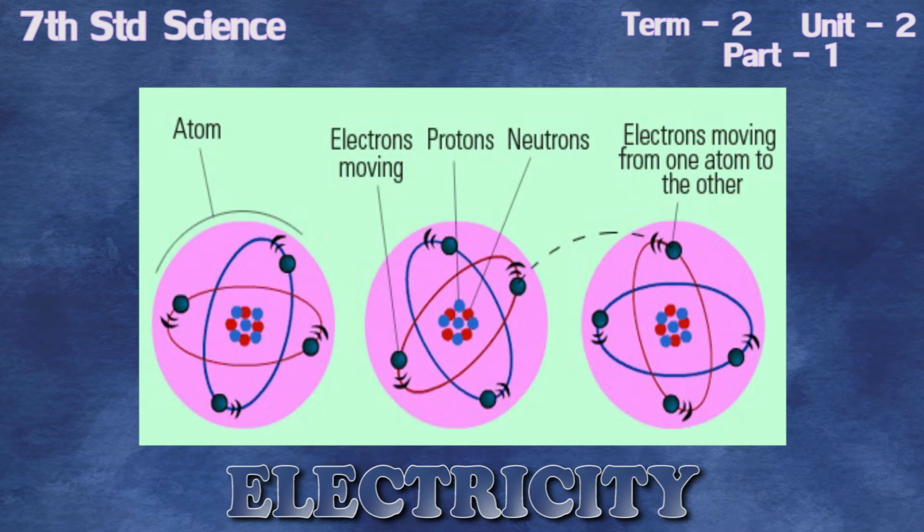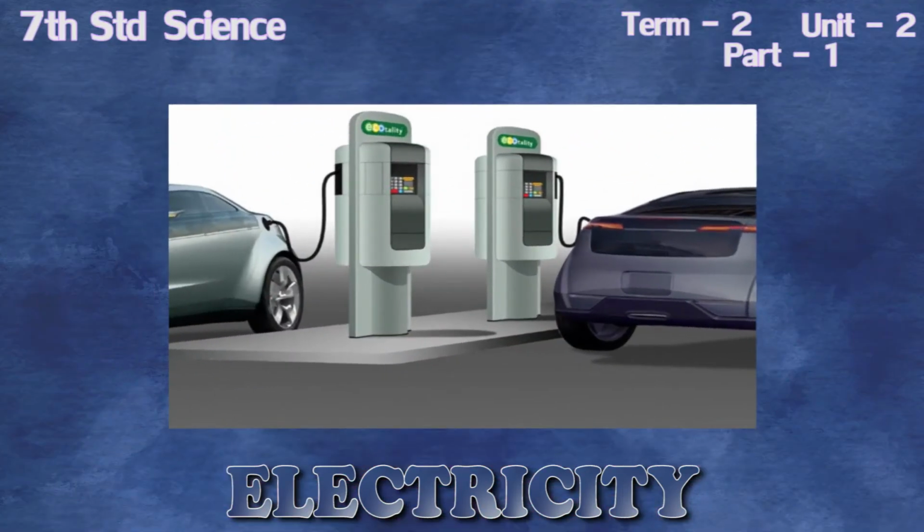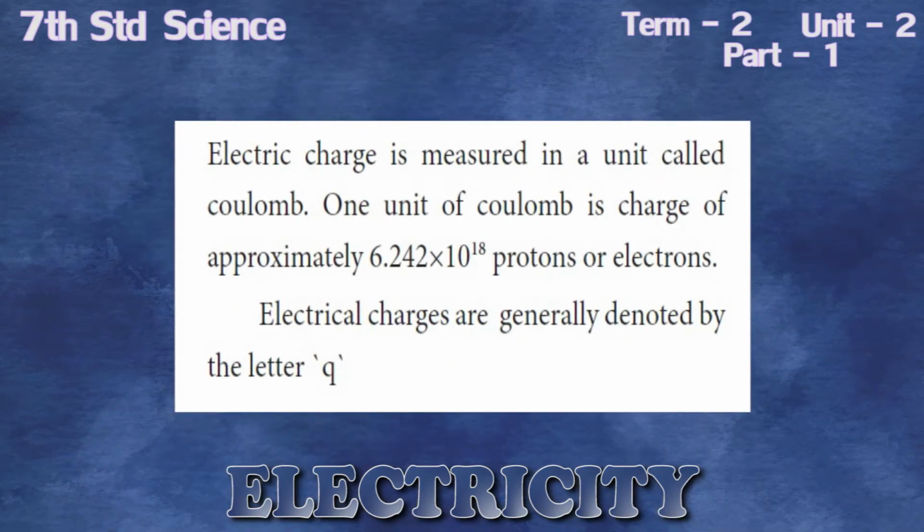When these charges are flowing from one end to another end of an electric conductor, the electricity is passed. Electric charge is measured in a unit called coulomb. 1 coulomb is equal to 6.242 into 10 to the power 18 protons or electrons. Electric charge is generally denoted by the letter Q, small letter q.